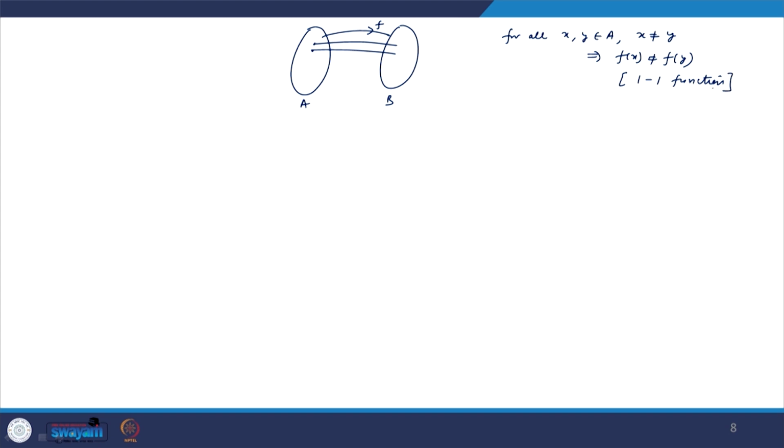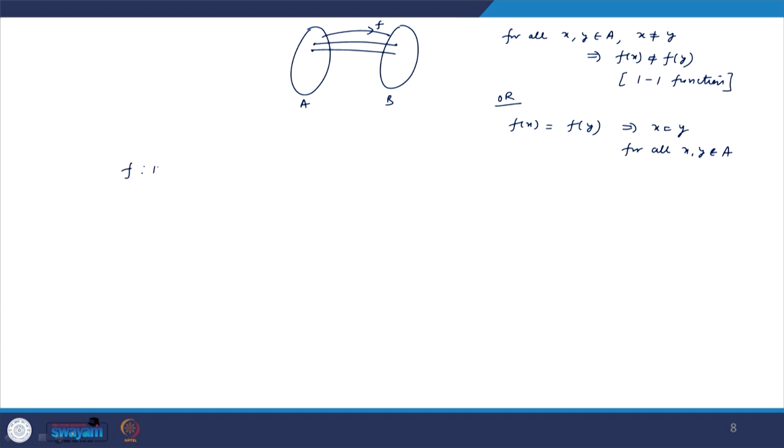Okay. Or we can define this as, if f x equal to f y implies x equal to y and it is true for all x y in A, then we say that, because if two images are same implies the pre image is also same, that also means the function is the 1 1 function. Now, let us take one example.